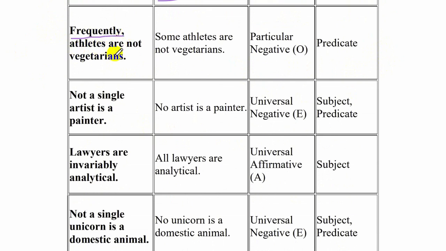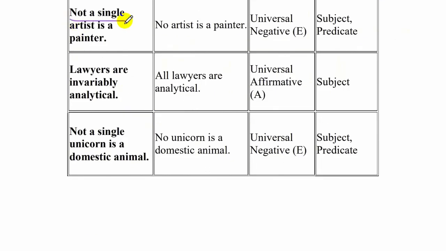Next, "frequently" means sometimes. "Are not": Some are not means it's an O type proposition. Instead of "frequently" we write "some": Some athletes are not vegetarians. Correct. It means some S are not P. That's a standard logical format. It's a particular negative O type proposition, and its predicate is the distributed term.